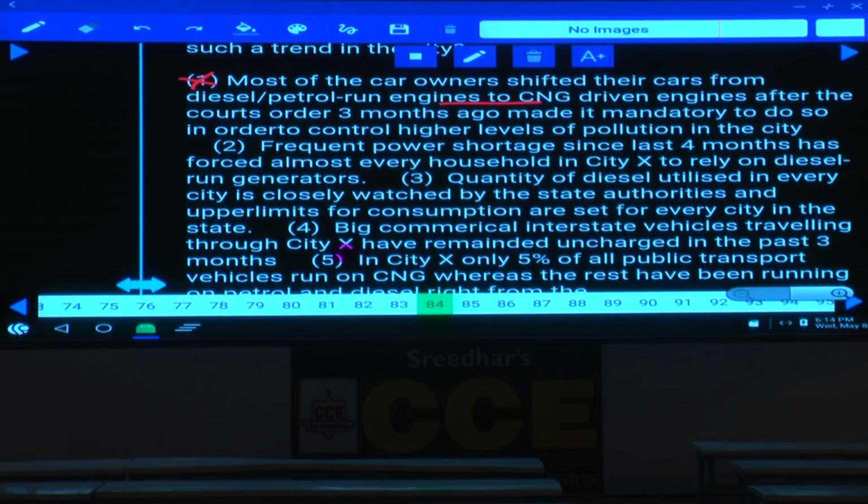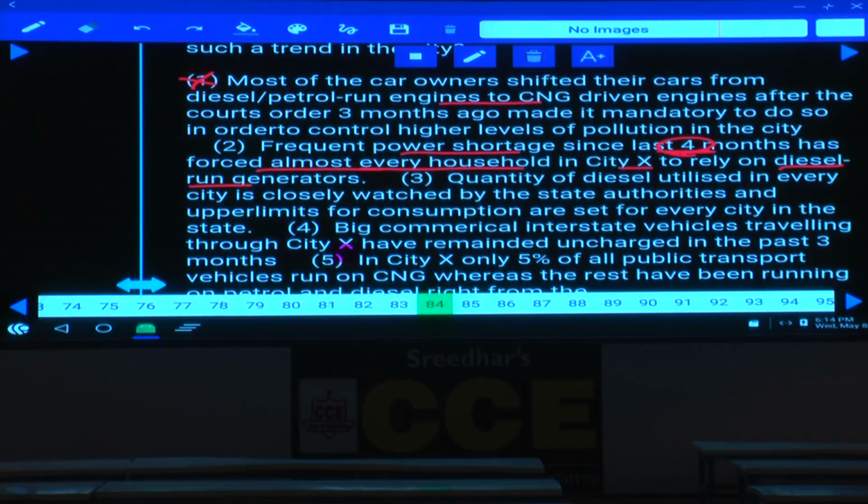Second, frequent power shortage since last 4 months. Now here he is talking about last 4 months. In the paragraph he is talking about last 3 months. Now those 3 months come under this 4 months only. And at the same time has forced almost every household in city X to rely on diesel run generators. Now each and every house is now using this diesel. That means the usage of diesel has gone up.